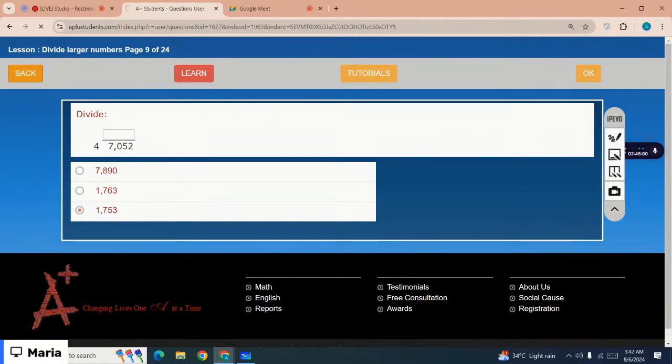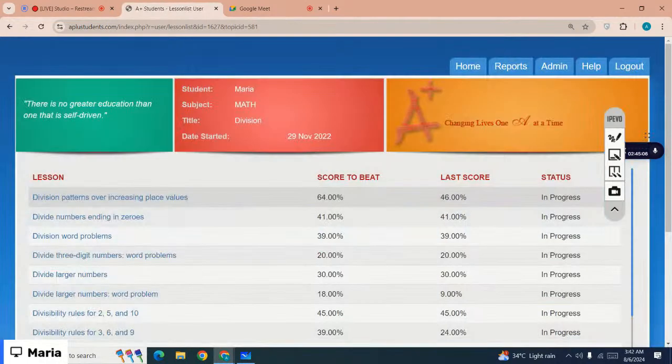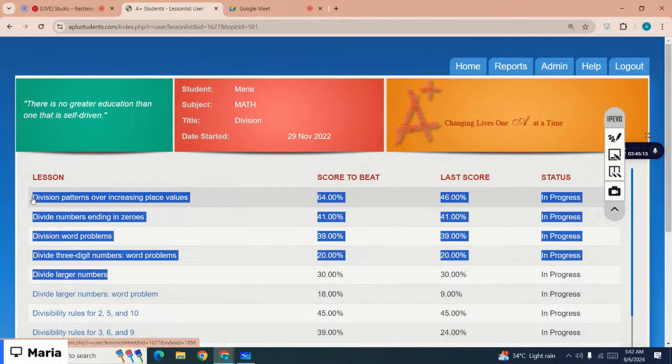So we were working on grade 3 math. The lessons we have covered today are division patterns over increasing place values, divide numbers ending in zeros, and divide larger numbers. So please make sure before the next session you complete all the practice questions for the lessons we just did. That is your homework until next session, right?